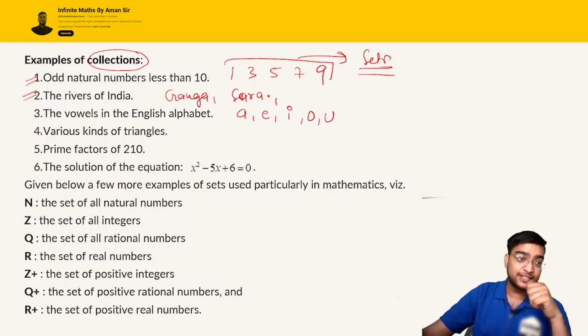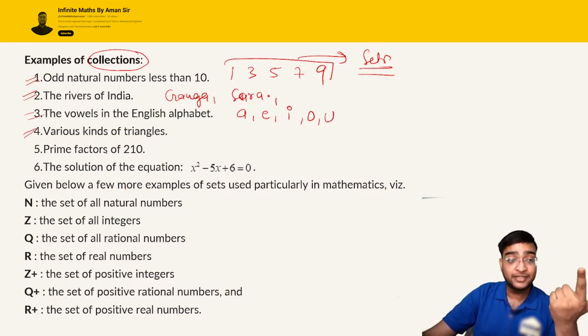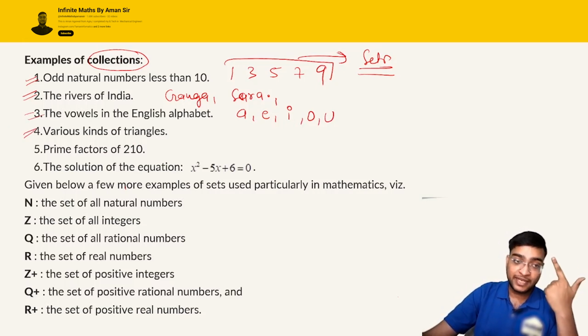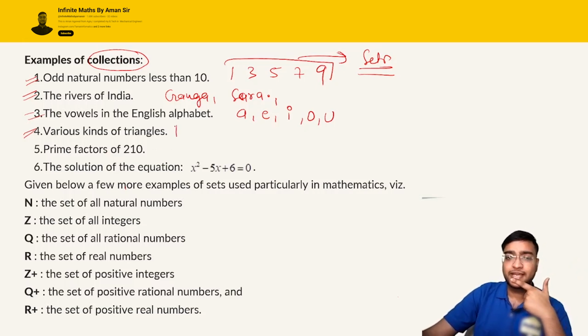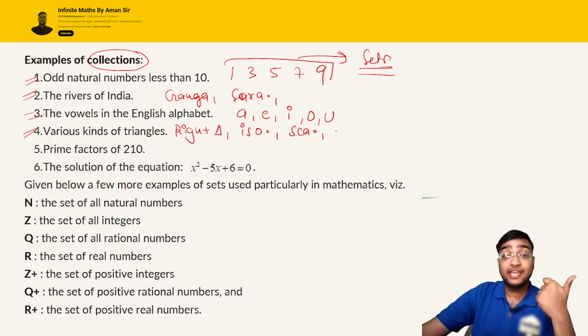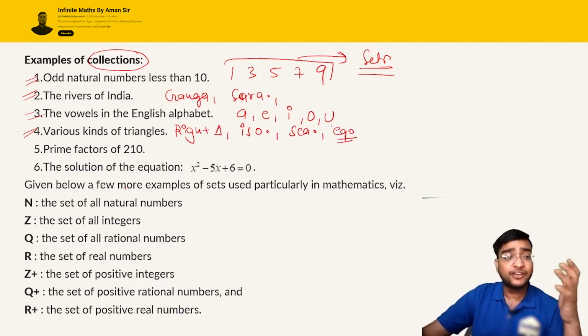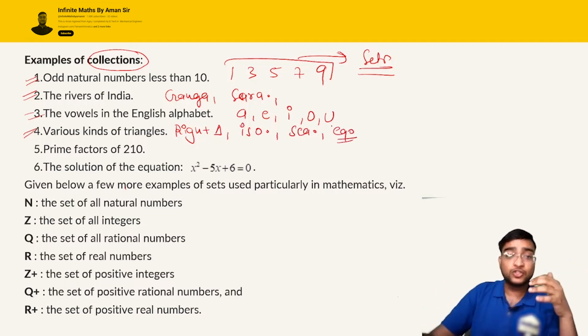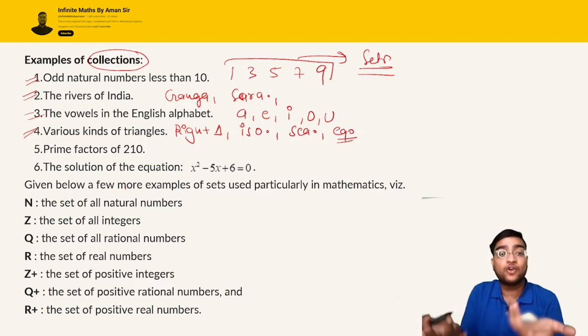The fourth point in this example is various kinds of triangles. Triangles are like the right-angle triangle, isosceles triangle, scalene triangle, and equilateral triangle. So these are the different types of triangles. This collection of objects is called a set.